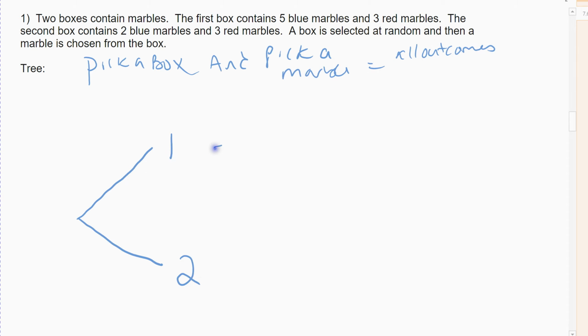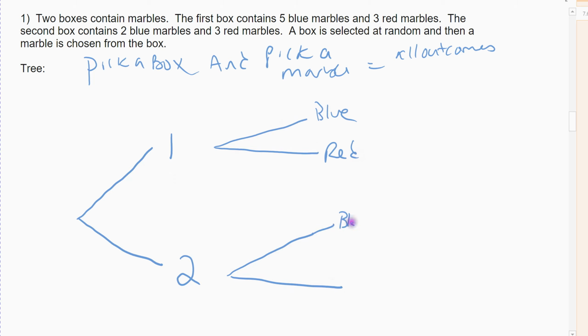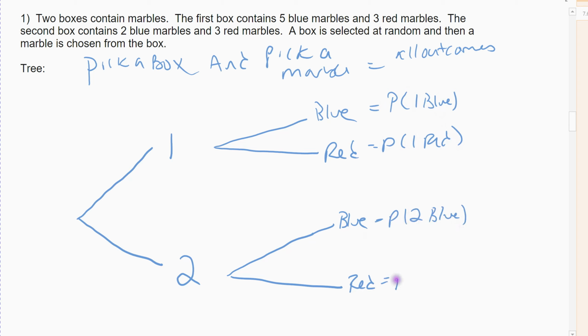Alright, so if I've got box 1, I could select a blue or a red marble. If I've got box 2, I can also select a blue or a red marble. And then all of my outcomes. So probability it's box 1 and blue. Probability it's box 1 and red. Probability it's 2 and blue. Probability it's 2 and red. I left the ands out there just to make it shorter, but that's what I mean.